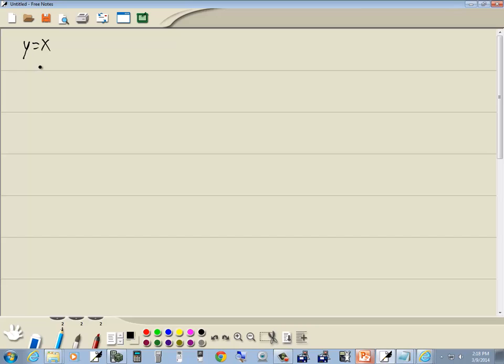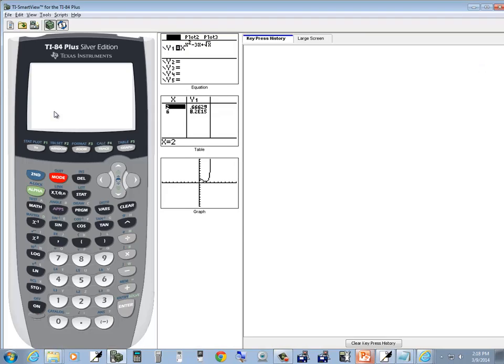Now these are pretty simple graphs, and you may be sitting there thinking, well, I already know those, I don't need to plug those into the calculator. That's not the point here. The point here is we're trying to learn all these basic building blocks on the calculator, so we then can combine them together for harder graphs. So y is equal to x.